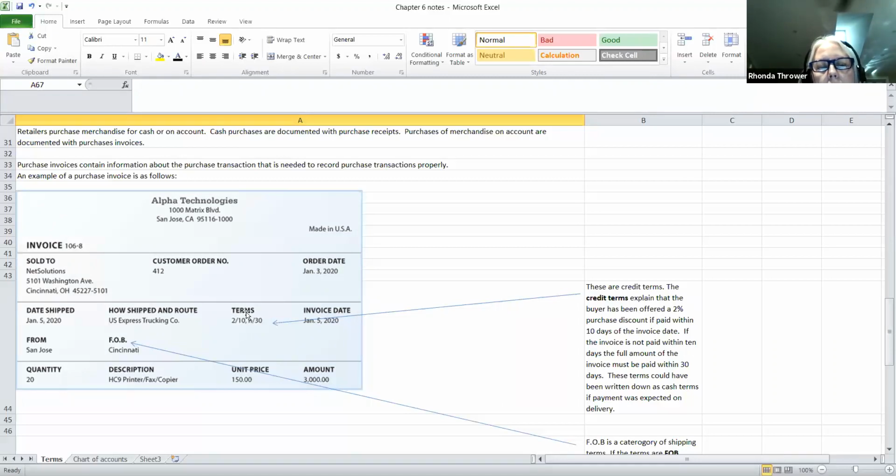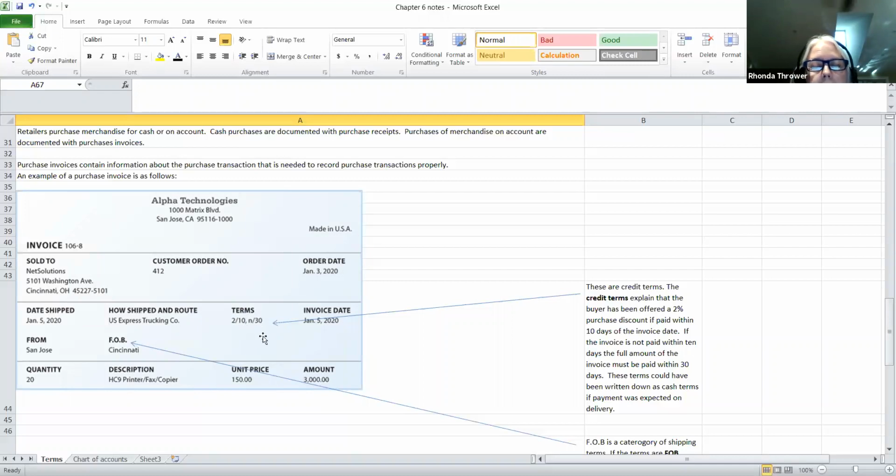Now, sometimes what the terms will say, it might say cash or COD, cash on delivery. And in that case, what that would mean is that the cash amount has to be paid by the terms of the invoice.